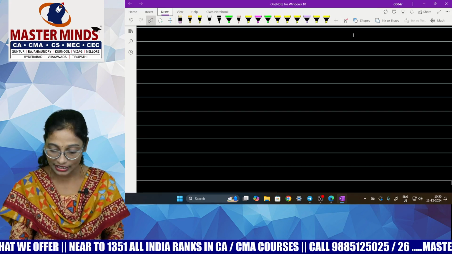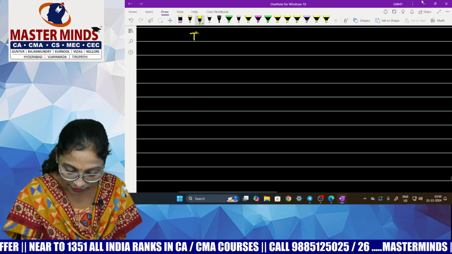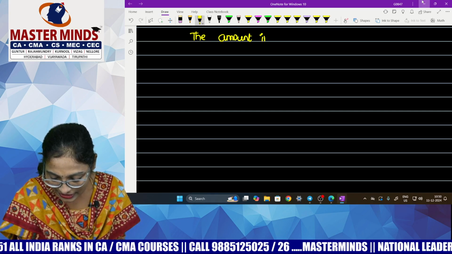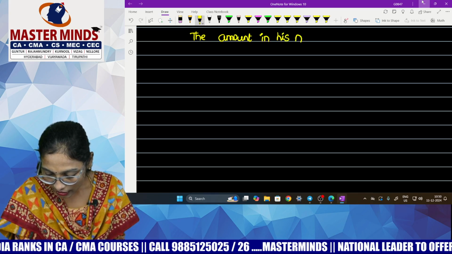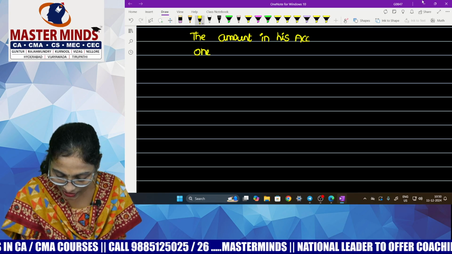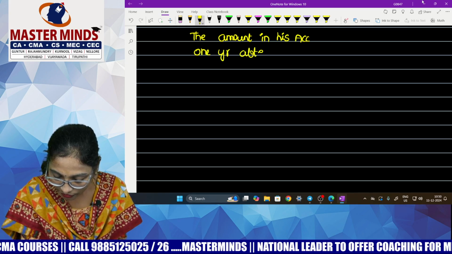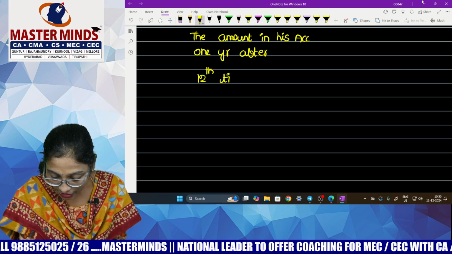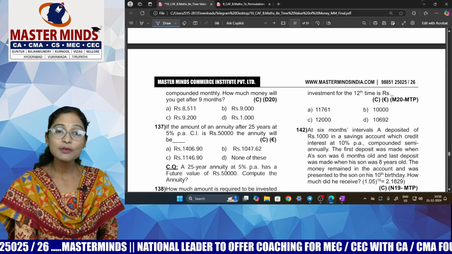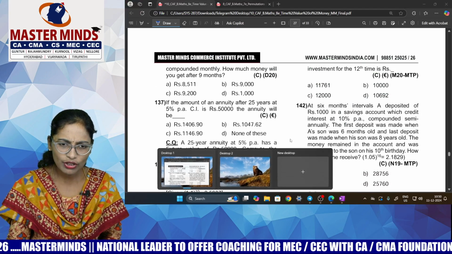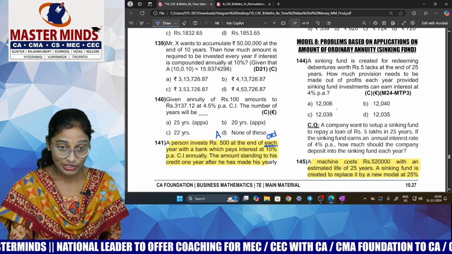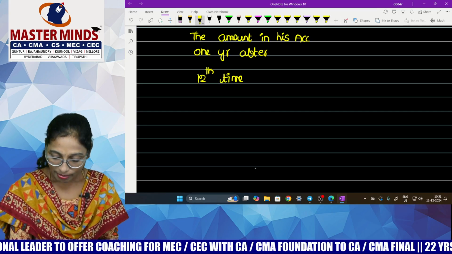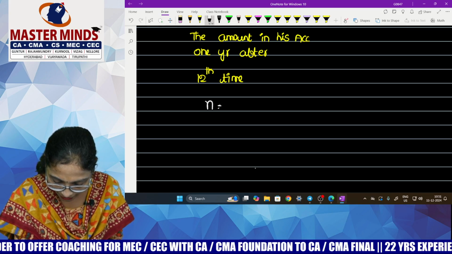Guys, here I am dividing my question into 3 lines. The amount standing to his credit means the amount in his account. The next line is 1 year after he has made his yearly investment for the 12th time. Now, if you look at the question, when was the first payment made? At the end of the first year. Like that, when did the 12th payment happen? 12th year. So I came to know that n equals 12 years.